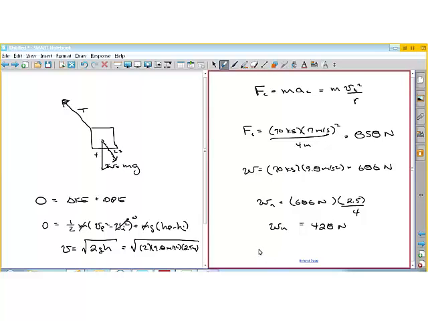So the total tension is the sum of these two: 858 newtons, which is from the centripetal force, plus the component of weight in the direction of the rope. So we get 858 plus 428, and that is 1,290 newtons.